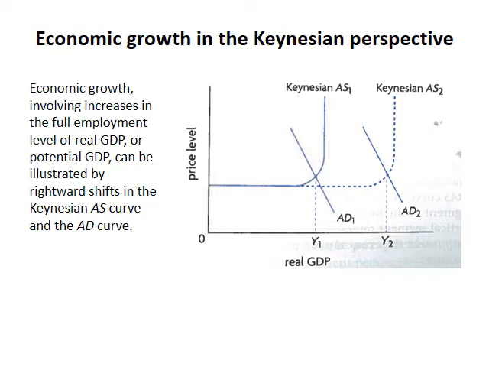We can still show economic growth in the Keynesian perspective. So if we've had an increase or an improvement in the factors of production, we can still increase our output from Y1 to Y2 by the graph shifting to the right. So economic growth involving increases in the full employment level of real GDP or potential GDP can be illustrated by rightward shifts in the entire Keynesian aggregate supply curve and the AD curve.